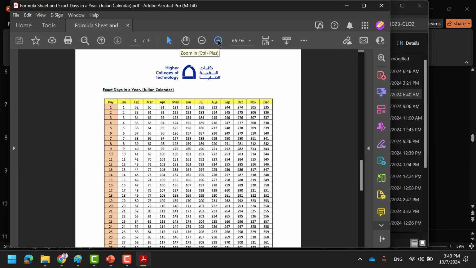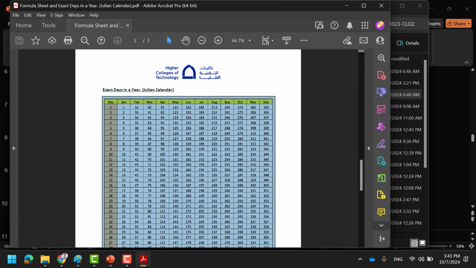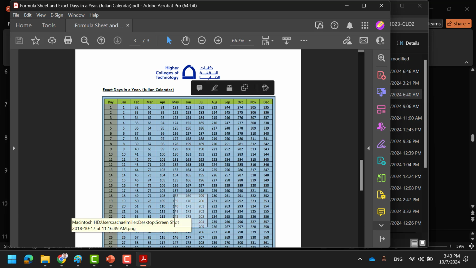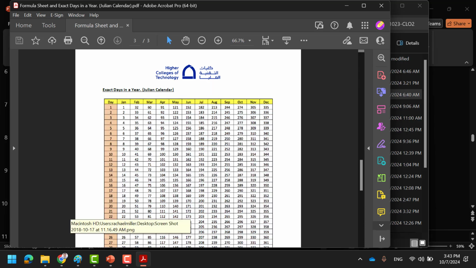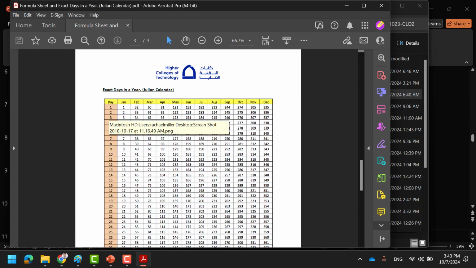So how to use this formula to find how many days between these two? You will go for June 21st, right? So what is June? Here it is. 21st is here. So go for June 21st. So you have 172 here. And go for the other date, September 2nd. Here is September. Go for 2nd. So you have 245. Catch it?